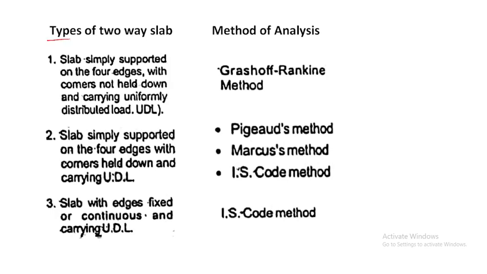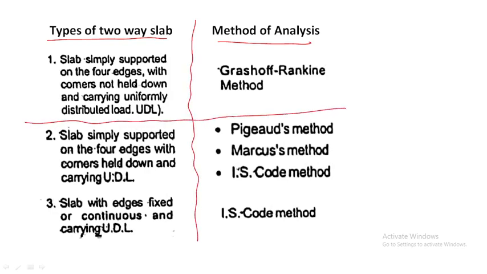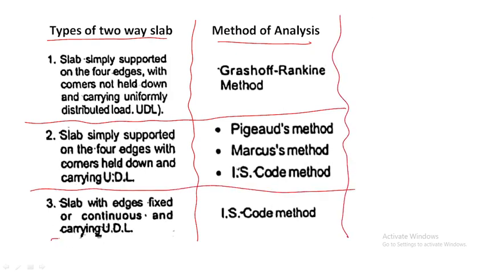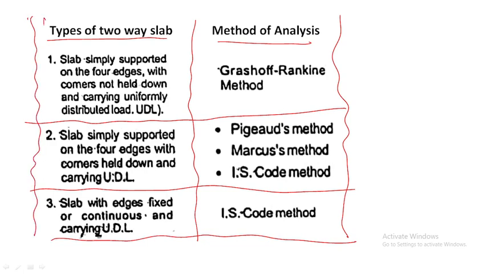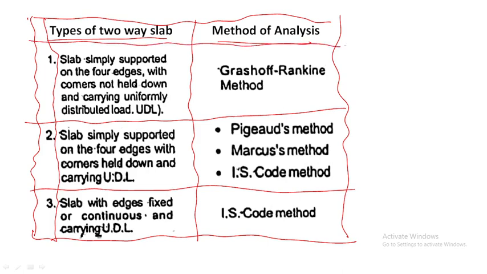So here you can see this is a type of slab and this is a method of analysis. I will make one line here, like this, so you get a clear idea of what I want to tell you. Now, types of two-way slab and method of analysis.